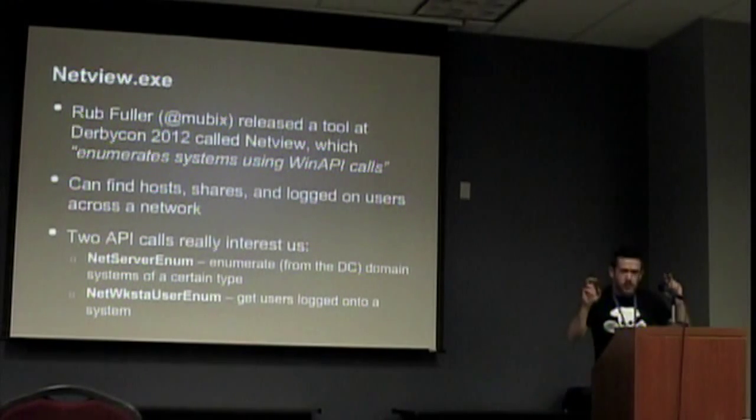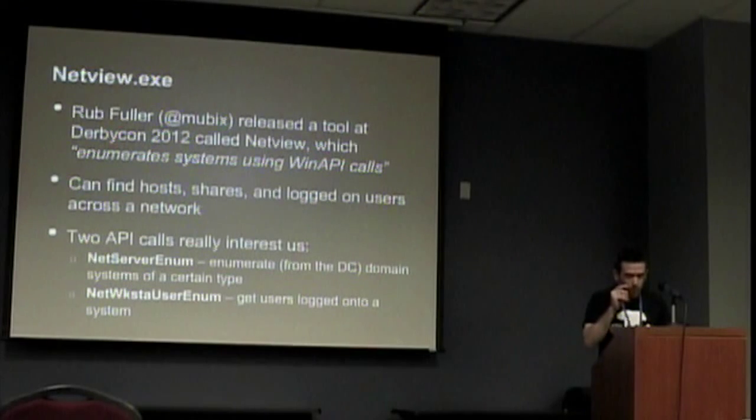It enumerates systems using Windows API calls. So it'll find all the hosts on the domain, all the shares in the domain, and all the logged-in users on all those hosts in the domain. And it spits out a huge amount of SMB traffic very, very quickly, so it's not stealthy at all. This stuff kind of sounds interesting.